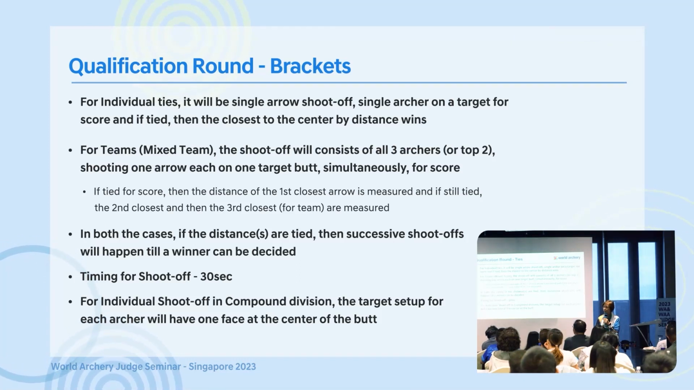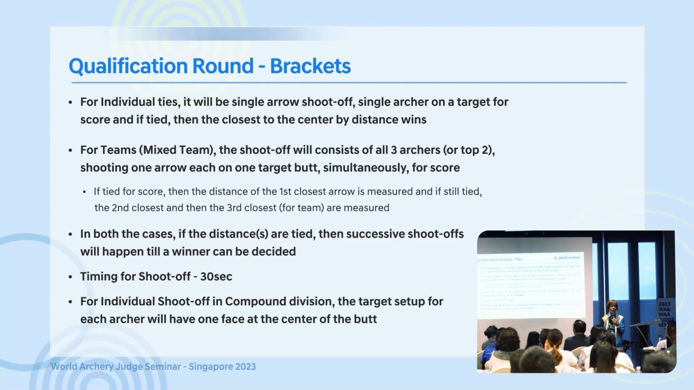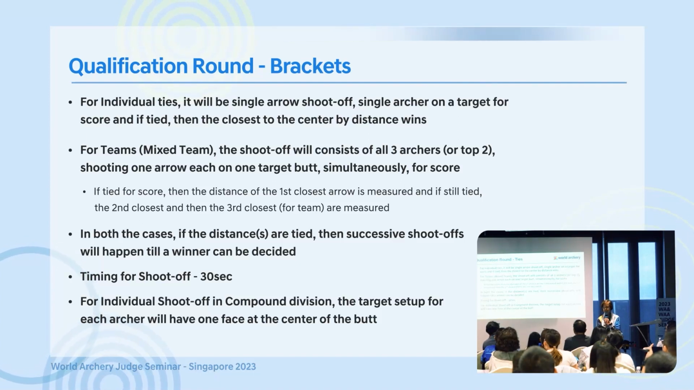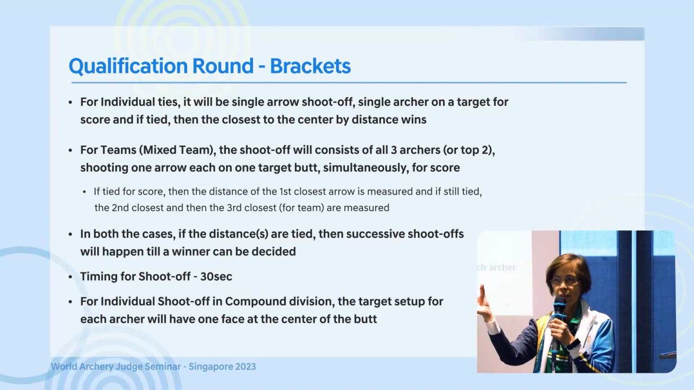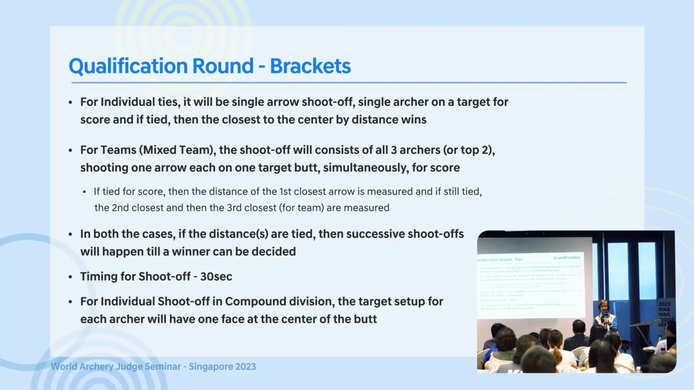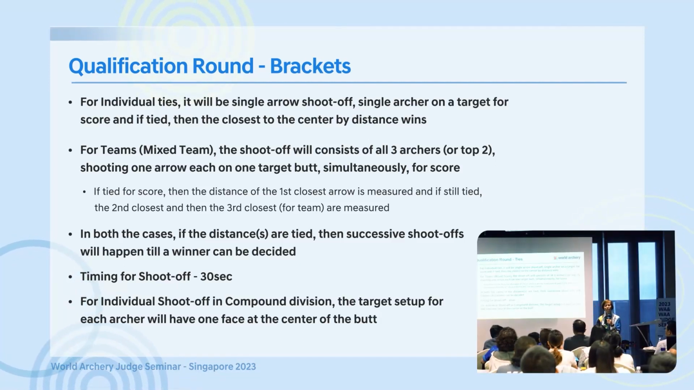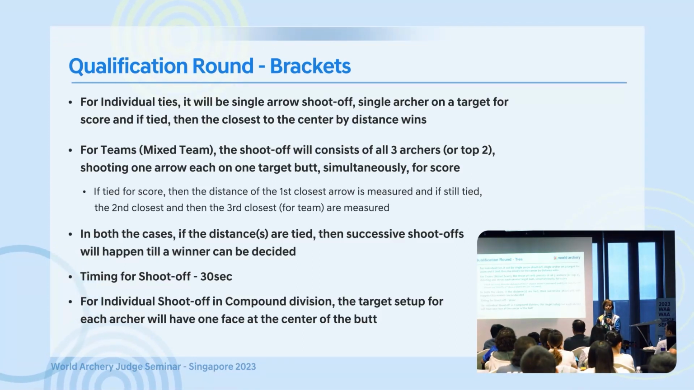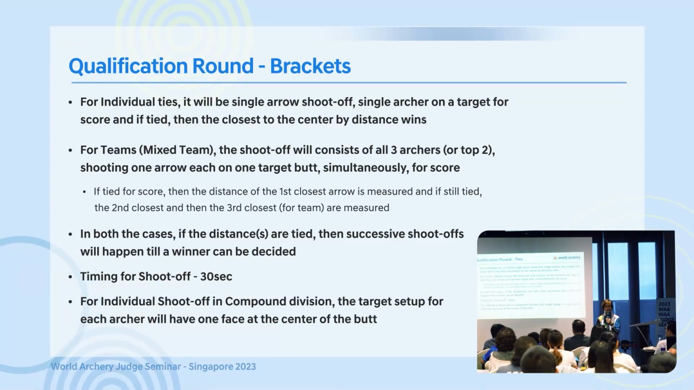Yeah, and what is the timing? 30 seconds. Yes, 30. They are all together, shooting simultaneously, 30 seconds. And of course, if they're still tied on total, then the closer to the center wins. For example, if the mixed team shoots 10 and 8, so team A 10 8 and team B 9 9, the totals are 18 18.